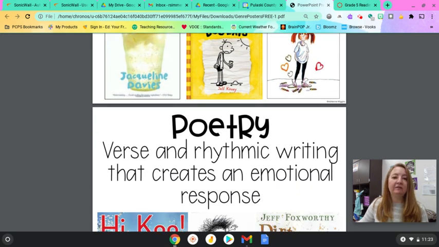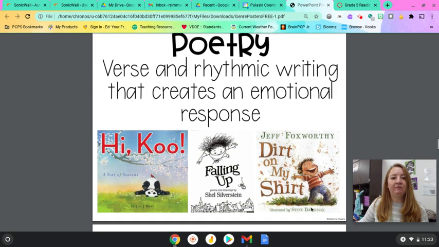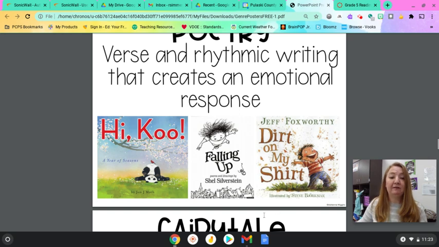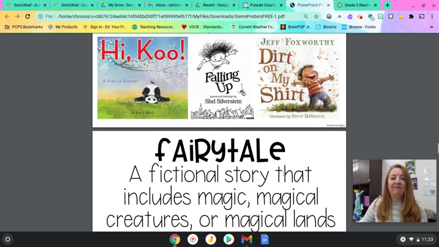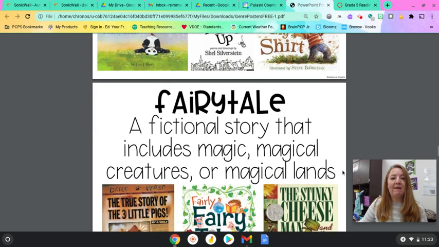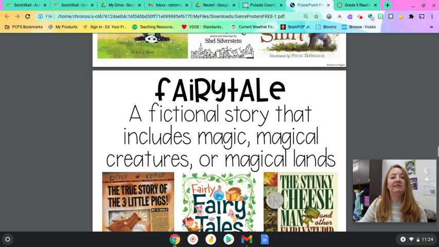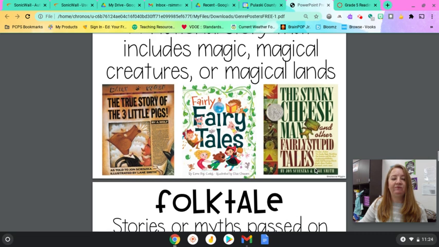Poetry is verse and rhythmic writing that creates an emotional response. And here are some examples. Shel Silverstein is my favorite poet. A fairy tale is a fictional story that includes magic, magical creatures, or magical lands. The True Story of the Three Little Pigs is a fairy tale.